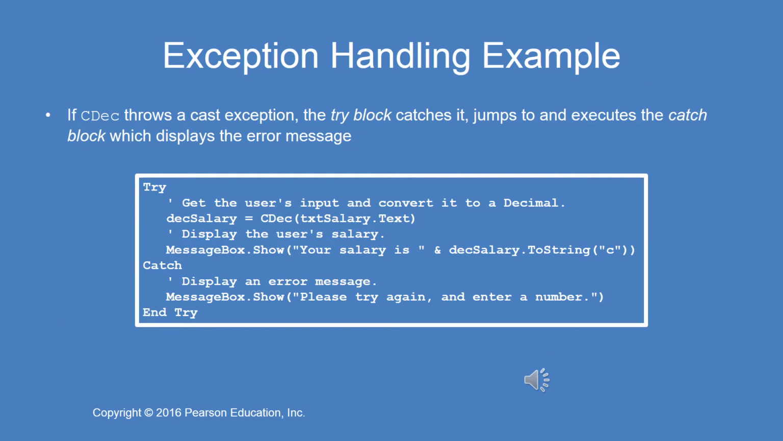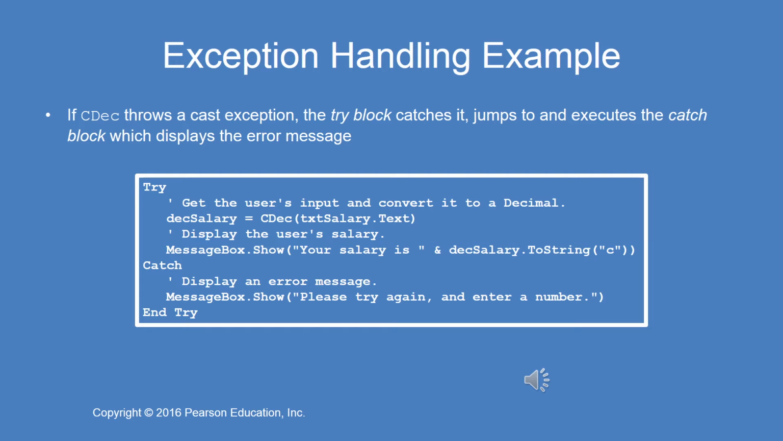So here we have some code that shows a real-life example of exception handling. In between try and catch are 2 lines of code and 2 comments. And we're going to try to cast the text property of text salary and convert it using CDEC to a decimal, and then assign that to the variable decimal salary.